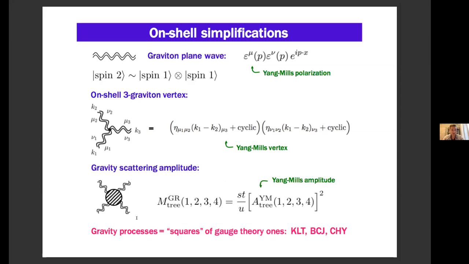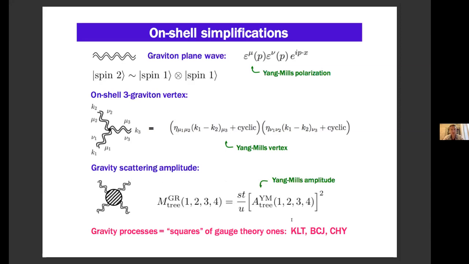This is basically saying that gravity processes are in some sense the square of the gauge theory ones. And this formalism has several names. One of them is KLT from the 80s, one of them is BCJ from 10 years ago, and then CHY more recently. They all make manifest these properties.